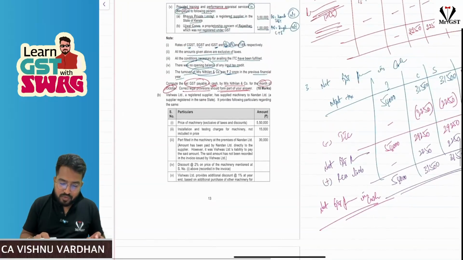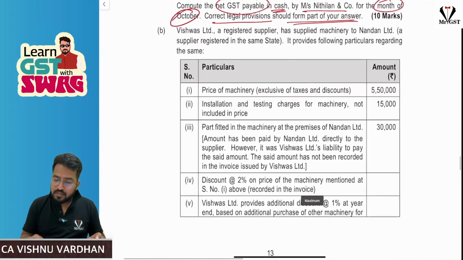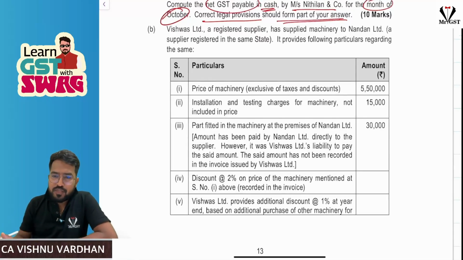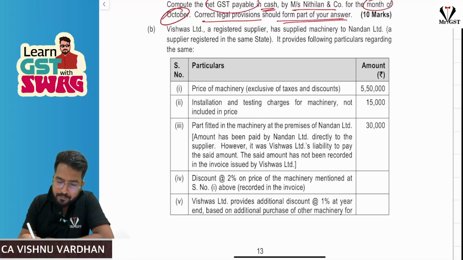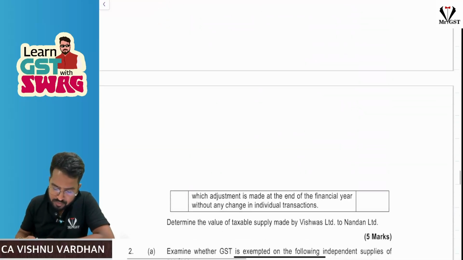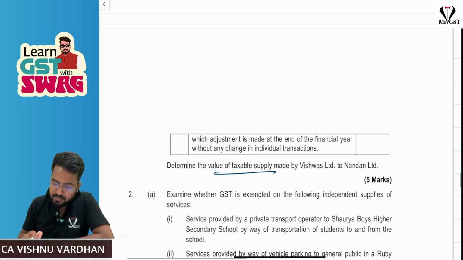Okay, now let us move on to the next question, the 5-mark question. So the next one, if you see now, what is the next question? The 5-mark question. Vishwas Limited, a registered supplier, has supplied machinery to Nandan Limited. So Vishwas is supplier and Nandan is recipient, registered in the same state. Following particulars regarding the same, and you are supposed to calculate the value of taxable supply here.